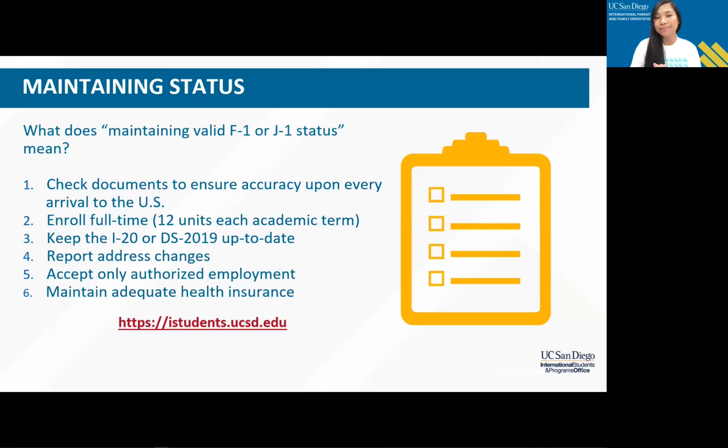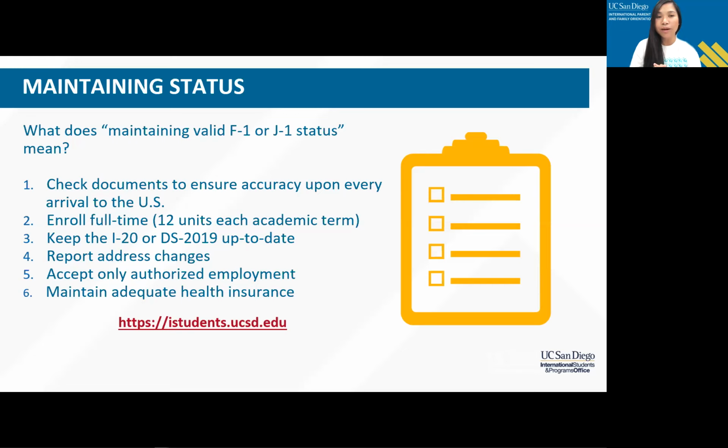Okay. Rule number 3. Please have your student report any updates to their I-20 or DS 2019 info to ISPO within 10 days. Again, they can do so within ISPO's iPortal. If they're not sure how to, they can always come talk to us and we can provide those instructions.